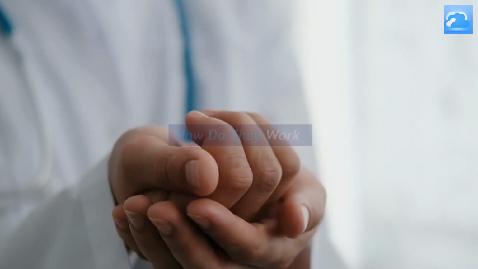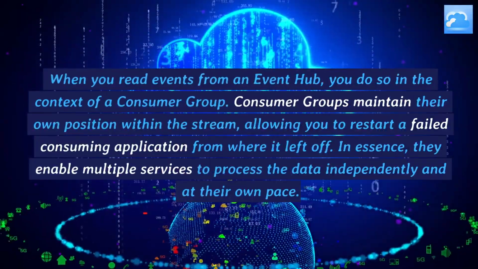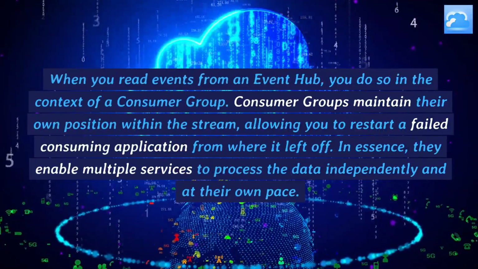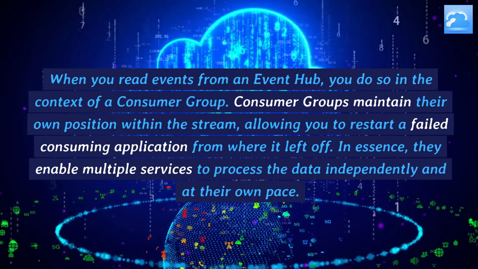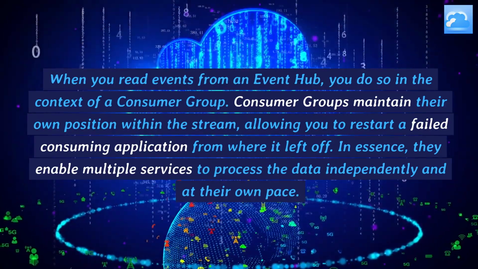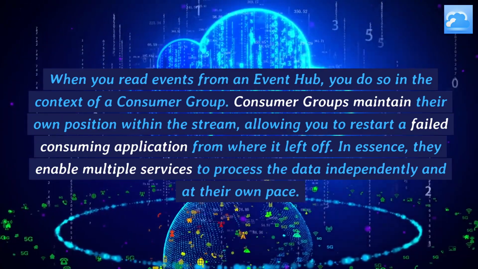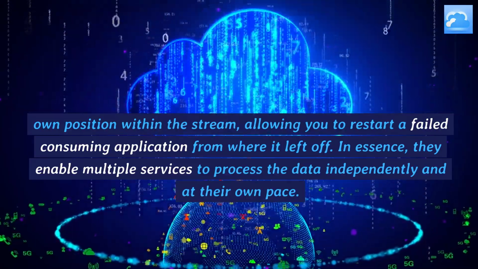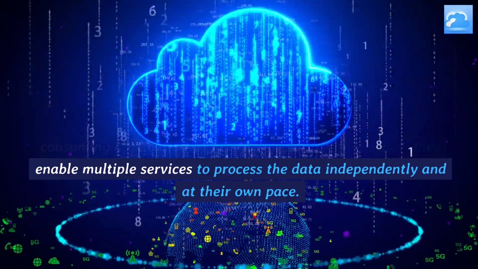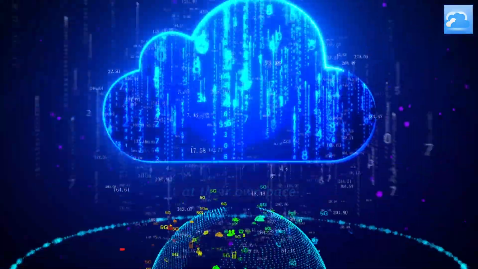How do they work? When you read events from an event hub, you do so in the context of a consumer group. Consumer groups maintain their own position within the stream, allowing you to restart a failed consuming application from where it left off. In essence, they enable multiple services to process the data independently and at their own pace.